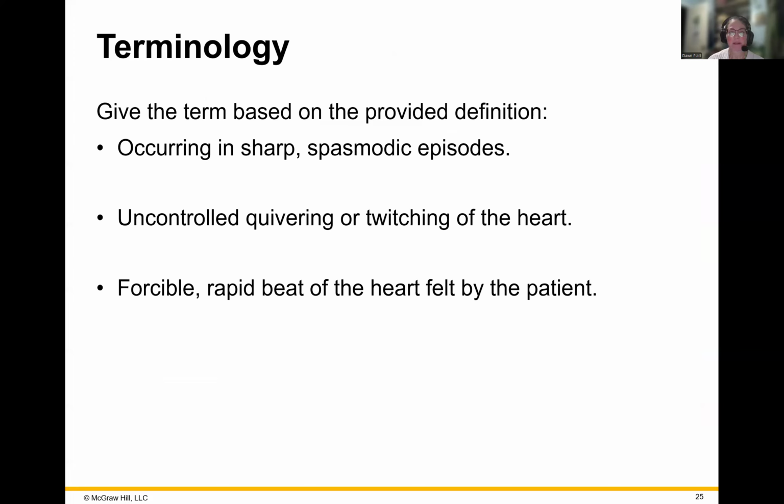Now I've given you the definition. So what is the actual term? Paroxysmal fibrillation, palpitation.